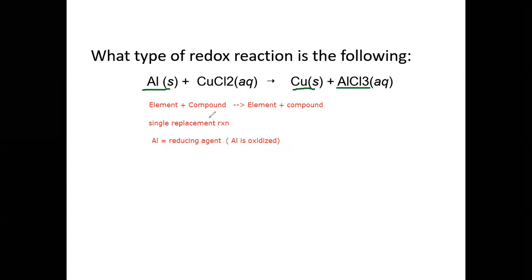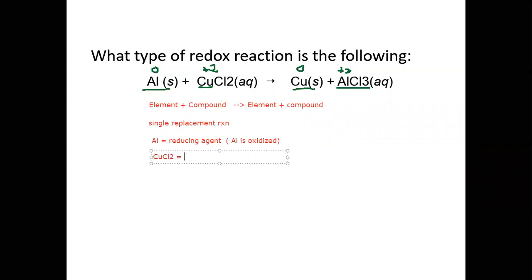Next, since we're dealing with a metal here, metals displace cations. And so the cation in this other reactant is copper. We know that copper is going to get reduced. So it's going to go from a +2 here to a 0, whereas aluminum went from a 0 to a +3. And so since copper is reduced, copper chloride is the oxidizing agent.